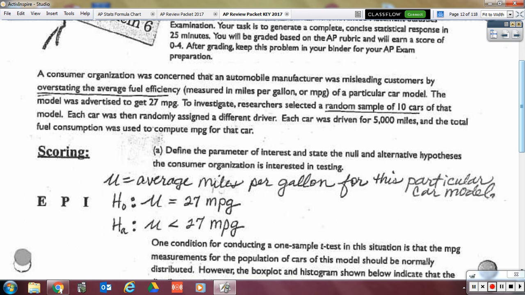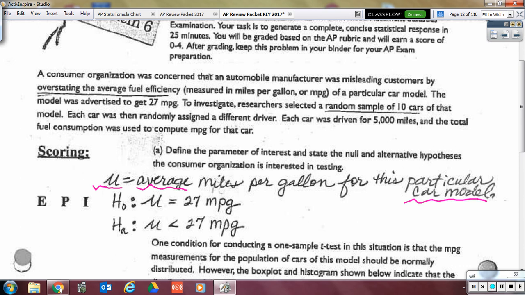This problem was about an automobile manufacturer misleading customers and overstating fuel efficiency for a particular car model. The first part, A, says define the parameter of interest. That would be this first thing where you use mu equals, and you have to say average miles per gallon. You need context of this particular car model.